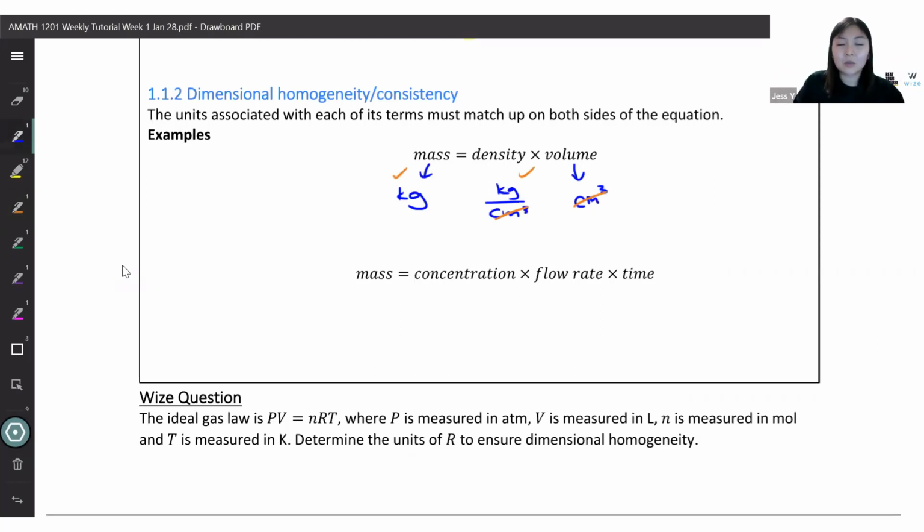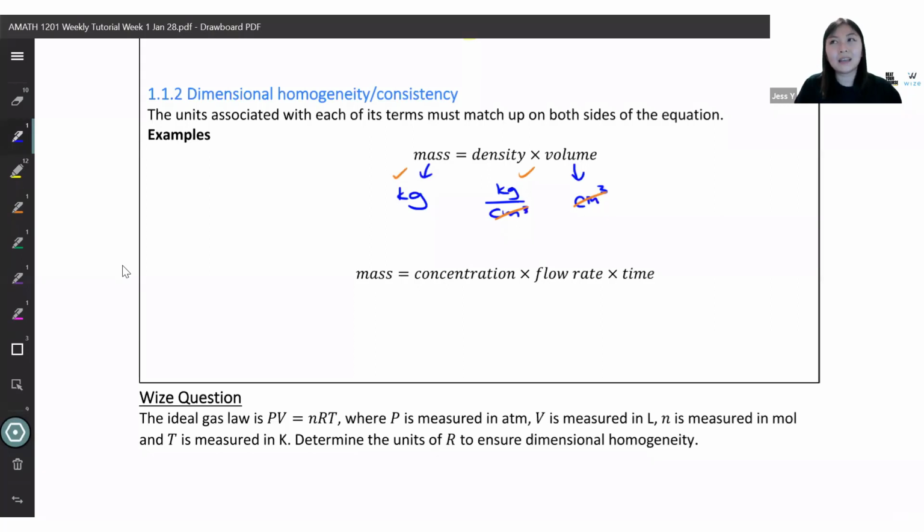Same thing for this next one, and this next one is going to come into play later on when we're talking about applications of differential equations, right? When we're talking about administering drugs in your body, mixing it around, that kind of stuff. So what this is saying is that the mass of something, or the quantity, you can think of it that way, is the concentration times the flow rate times time.